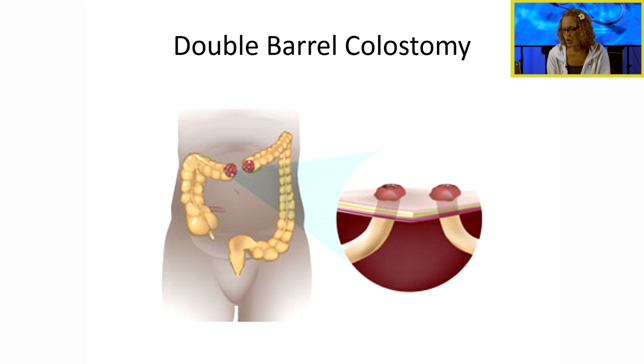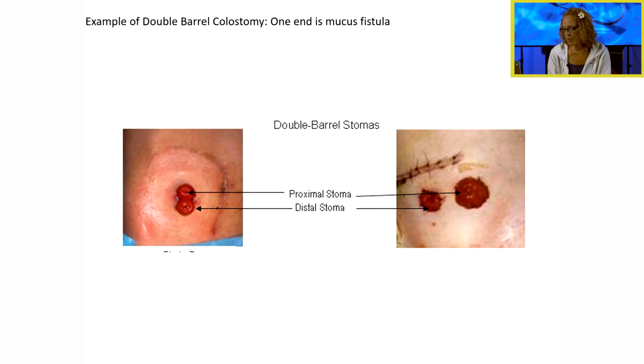We can see that both parts, in this case, of the transverse colon have been brought to the outside of the abdomen, and we've got two colostomies. Sometimes double barrels can be separated with skin, but sometimes they are just two together and they almost look like one because there's no skin in between. So this is an example of a double barrel colostomy, and one end of it is the mucus fistula.